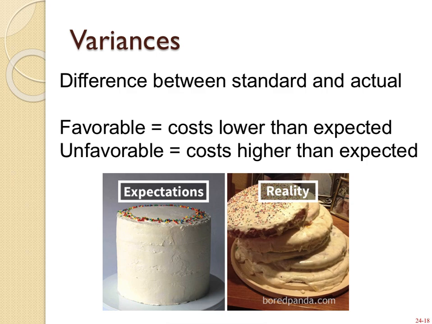And we calculate the difference, which we call variances. And you already learned that term, variances, in part 1 of chapter 21 when we talked about flexible budgets. But in this case, variances are differences between the standard cost and the actual cost. And just like we learned under flexible budgets, we use the same terms, favorable and unfavorable, for standard cost variances. So a favorable standard variance is going to be if the costs are lower than expected. Unfavorable is going to be if the costs are higher than expected. So stay tuned and we'll talk more about variances in the next video.